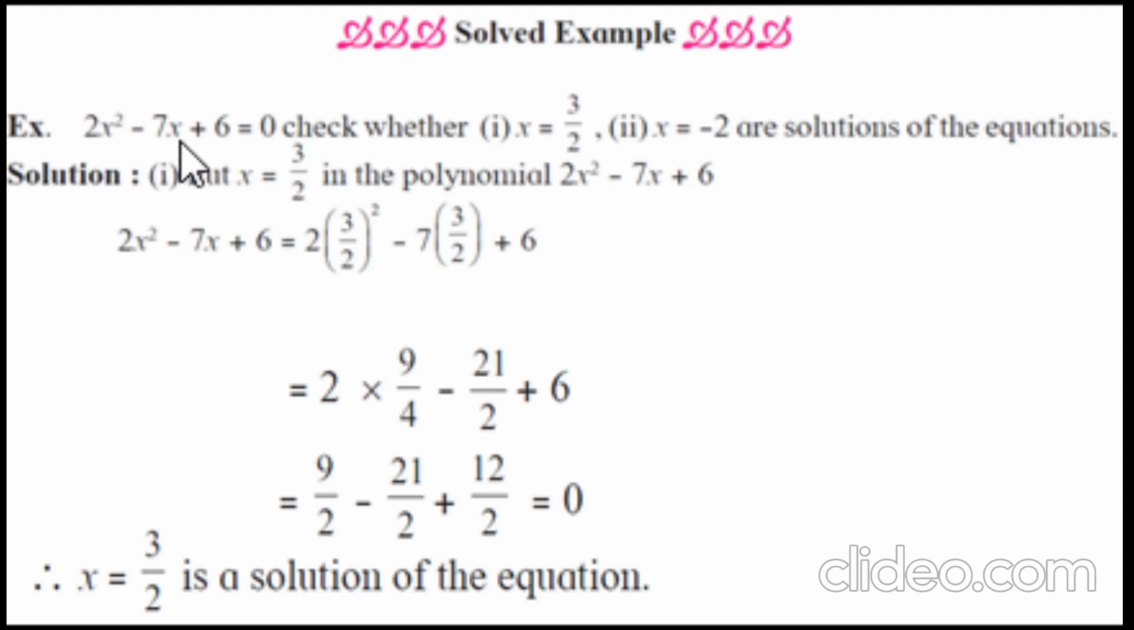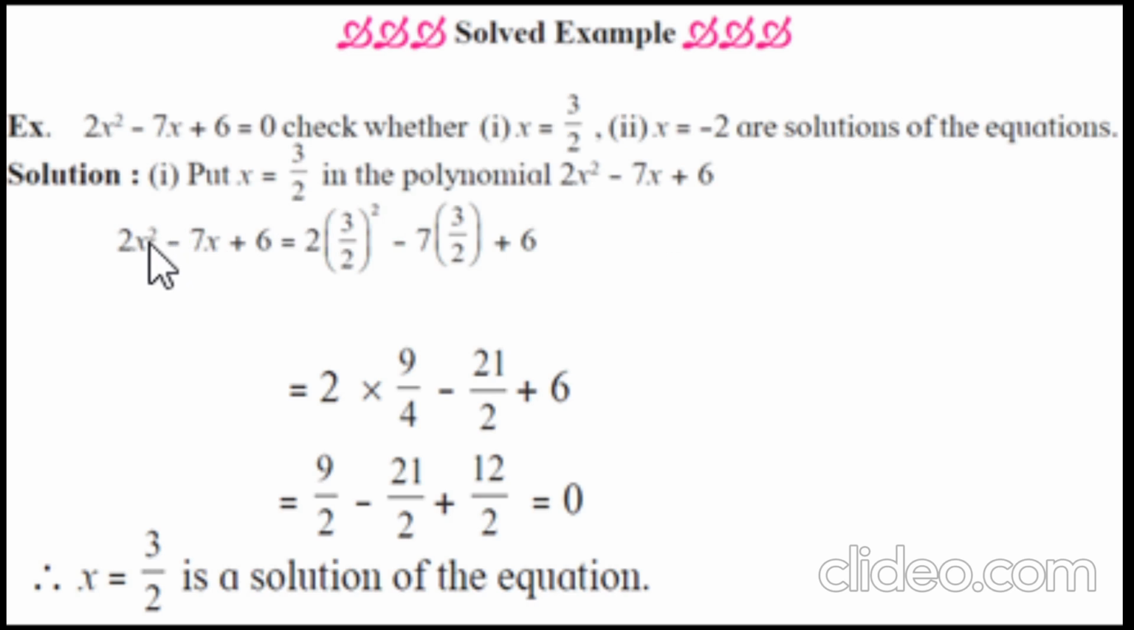Example: 2x square minus 7x plus 6 is equal to 0. Check whether x is equal to 3 upon 2 and x is equal to minus 2 are the solutions of this equation. We have to check. Now put x is equal to 3 upon 2 in the polynomial 2x square minus 7x plus 6.